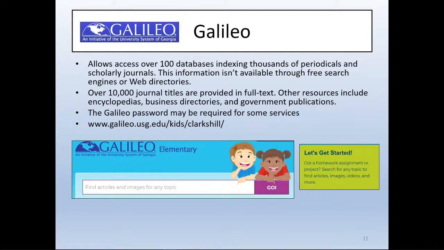You can access 100 different databases, index thousands of periodicals and scholarly journals and stuff. This information isn't available through free search engines or web directories, so this is not stuff that's just readily available on Google, okay? Over 10,000 journal titles are provided in full text. Other resources include encyclopedias, business directories, and government publications, excuse me.